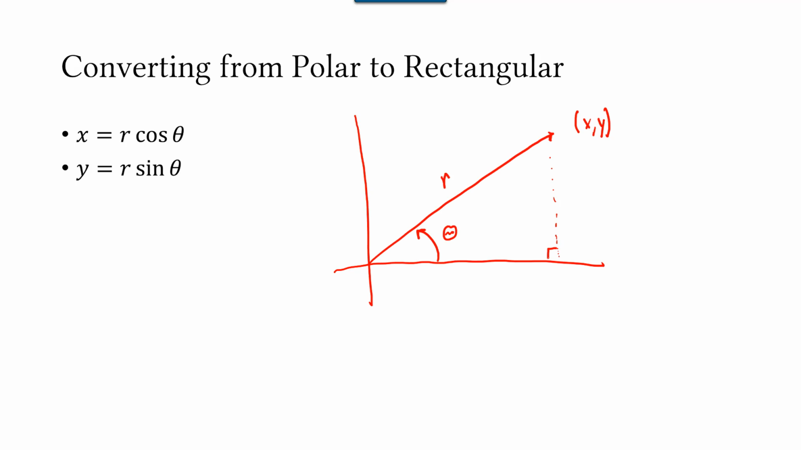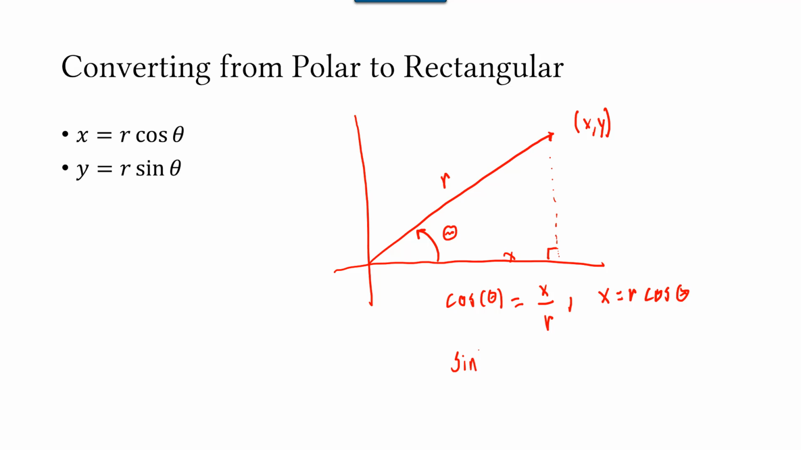And we note that we have a right triangle here, which means we can use the trig functions sine and cosine to relate x, y, r, and theta. In particular, the cosine of the angle theta is the adjacent side, which would be x, over the hypotenuse, which would be r. If we solve for x, we see that x is equal to r cosine theta.